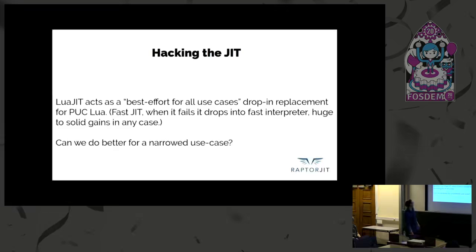Okay, so I'm running a little bit out of time here. Right, so RaptorJIT wants to improve the JIT compiler. To understand the setting here, I guess I should explain that LuaJIT acts as a drop-in replacement for PUC-Lua. So it has a really fast JIT compiler, and it also has a really fast interpreter. So if the JIT compiler for some reason fails to compile a code path, it will drop into an interpreter that is still many times faster than the default, canonical Lua implementation. So in any case, if you have a Lua program that you use with PUC-Lua, you're going to have big performance improvements if you run it with LuaJIT, and so you're going to be happy.